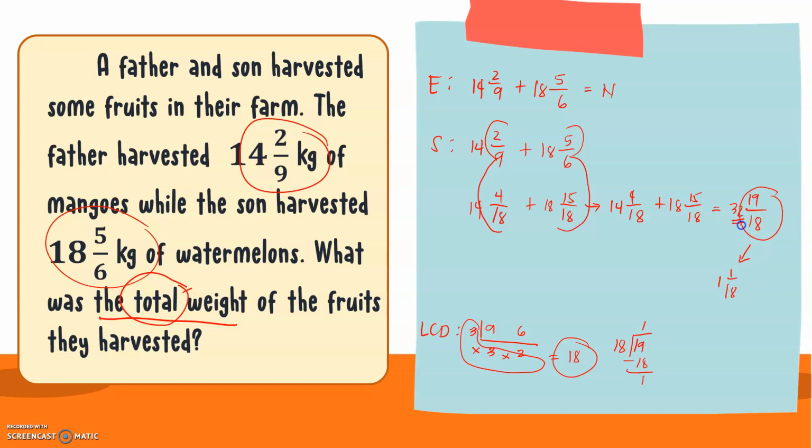Let us not forget that we have here a whole number 32. So that means we'll add it to the whole number we acquired from dividing 19 and 18. So 32 plus 1 is 33. Then we copy 1 over 18. That means the total weight of the fruits they harvested is 33 and 1/18 kilograms. Let's try another example.